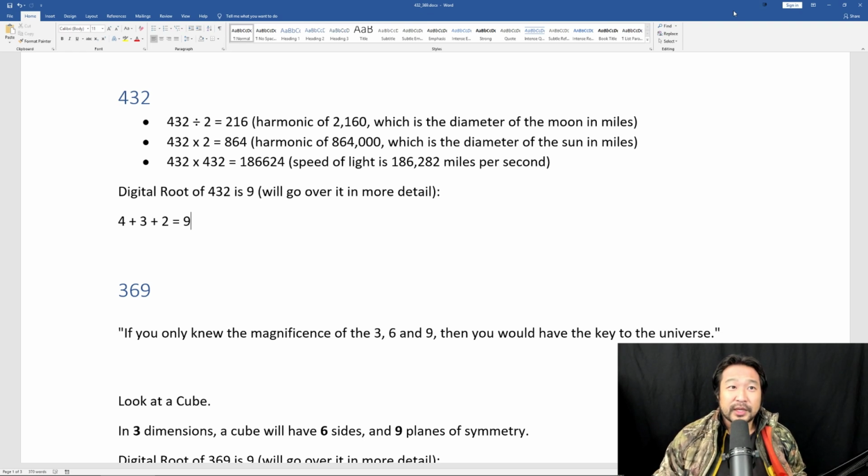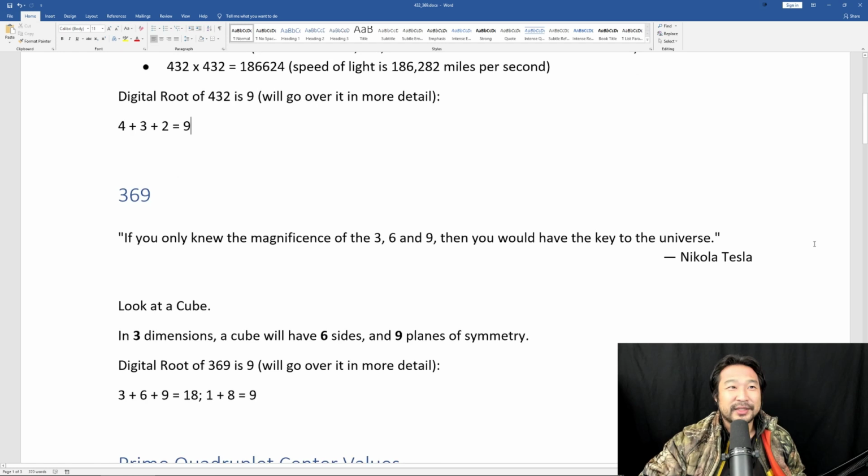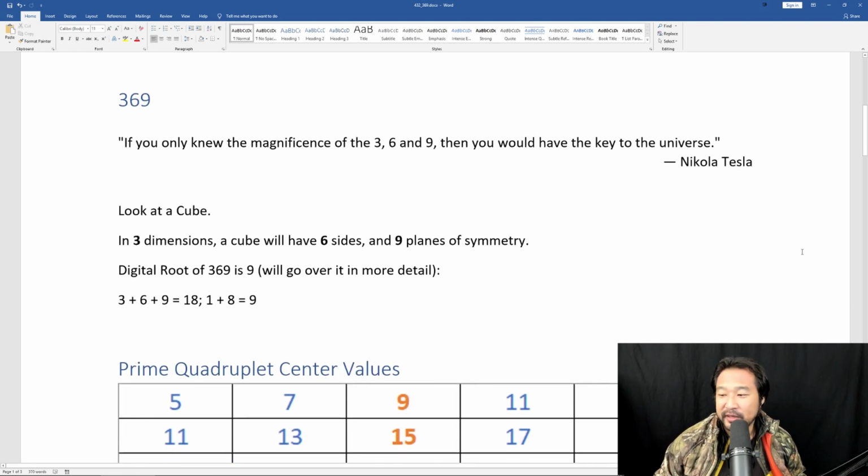The digital root, which I will get into in more detail later, is basically adding the numbers down to a single digit. A simple one to start off with: 4 plus 3 plus 2 equals 9. What's interesting here is 369, and you get that big famous quote from Nikola Tesla: If you only knew the magnificence of 3, 6, and 9, then you would have the key to the universe. So let's see if we can get the keys to the universe without asking mom and dad.